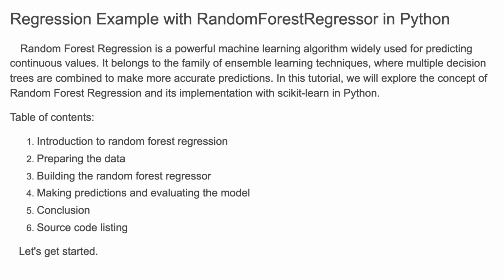In this tutorial, I'm going to show a regression example with the Random Forest Regressor class from the Scikit-learn library. Random Forest Regression is a powerful machine learning algorithm widely used for predicting continuous values. It belongs to the family of ensemble learning techniques, where multiple decision trees are combined to make more accurate predictions. In this tutorial, we'll briefly explore the concept of random forest regression and its implementation with Scikit-learn in Python.